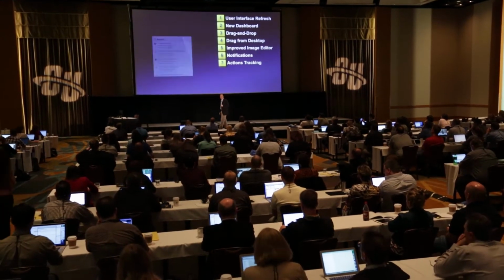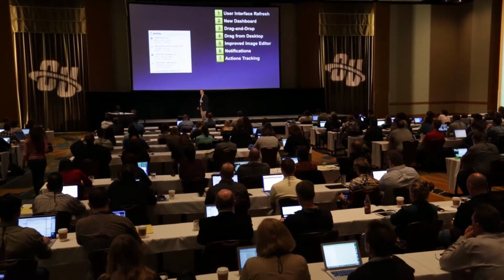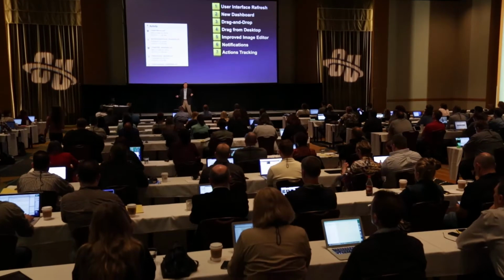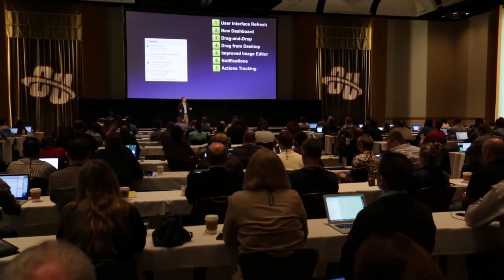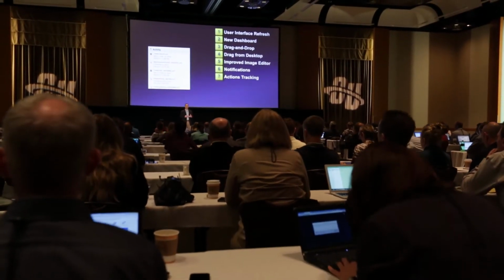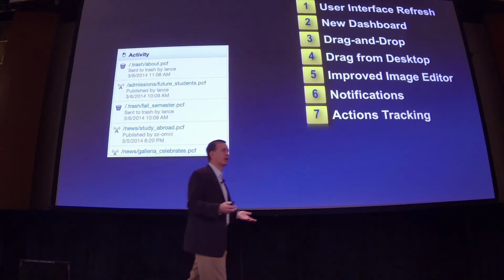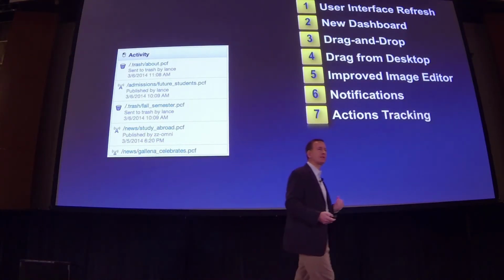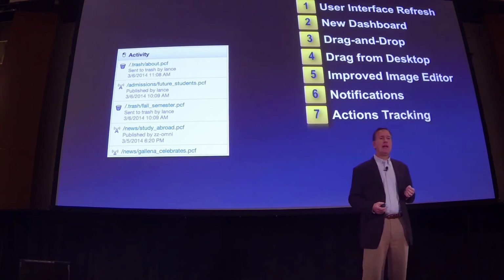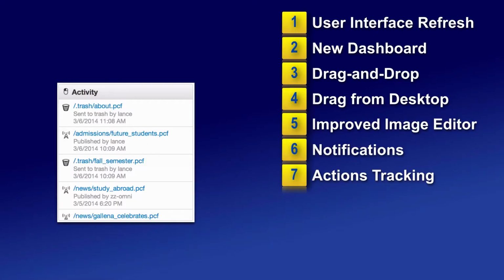Number 7 is actions tracking. We're now tracking all kinds of actions in the system that we weren't tracking before. So you're going to have the benefit of seeing all of the things in reports now that you perhaps wish you could have before, and see some of these things right in the dashboard as you can see activity around publishing, deleting files, and much more.